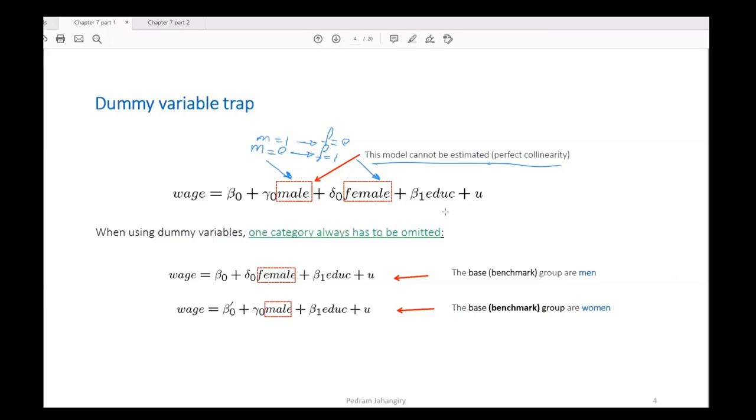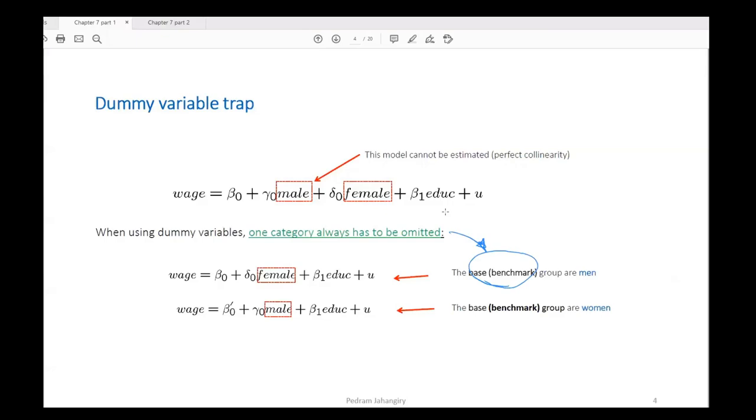I just need to put one of them. If by accident I put both in the model, in theory we have perfect collinearity, which is a violation of assumption number 3. In practice, R is going to drop one of them for you automatically. In Stata you will get an error, and in Python it is also automatically dropped. When using dummy variables, one category always needs to be dropped or omitted. We call that dropped category the base group or benchmark group.